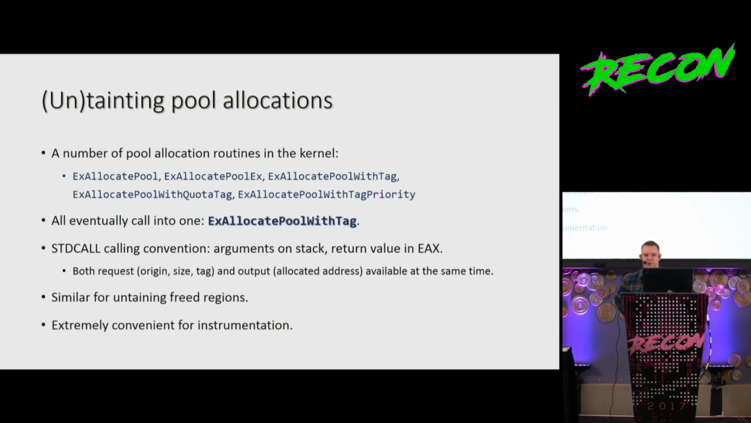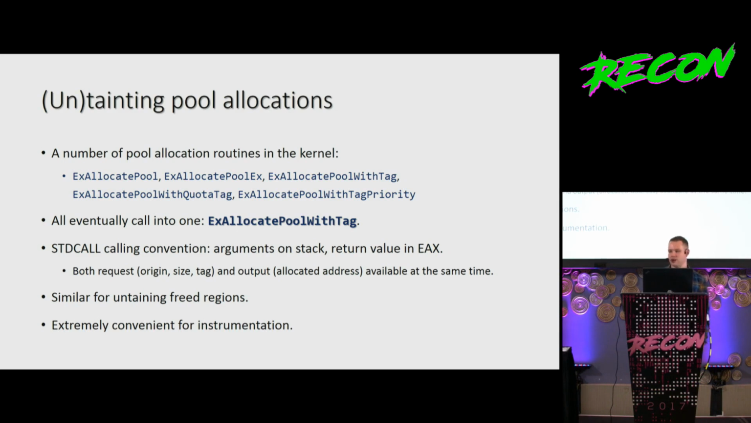So the first OS-specific thing is tainting pool allocations and untainting them. We have to learn about the allocator. In Windows, we have several allocator functions. All of them have the same prefix of ExAllocatePool, but different suffixes. But the nice thing is that they eventually all call into a single one called ExAllocatePoolWithTag, which has a stdcall calling convention, which has the nice property that all of the arguments for this function are on the stack, and the return value is in EAX. So when this function actually returns, we have all of the information about the request and the result of the request at the same time.